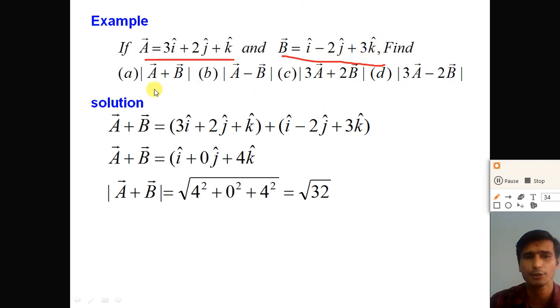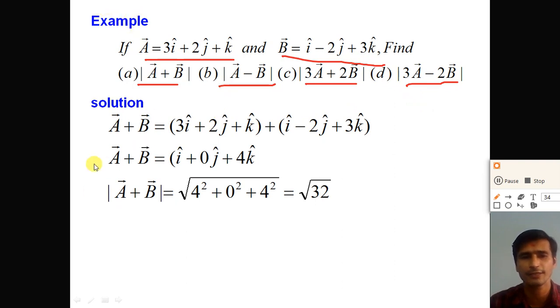Find the magnitude of A plus B, the magnitude of A minus B, 3A plus 2B. Here 3A means vector A is multiplied by 3, so all the components of vector A are multiplied by 3, and in 2B all the components of vector B are multiplied by 2. Then the magnitude of 3A minus 2B. So let us discuss one, and the remaining you have to find by yourself, right?